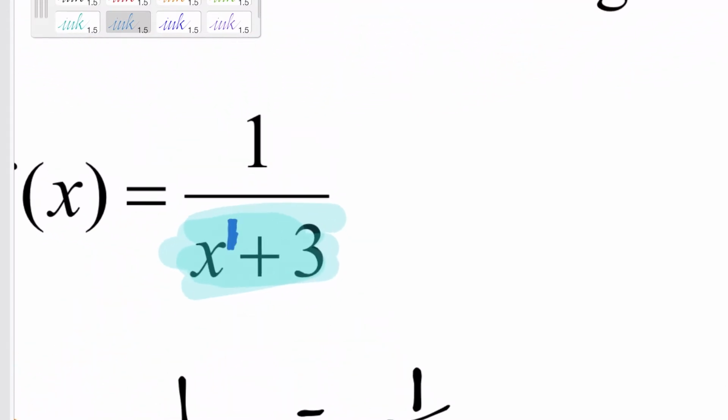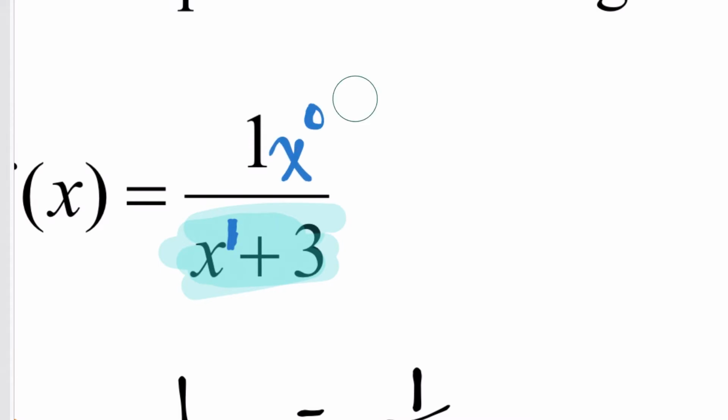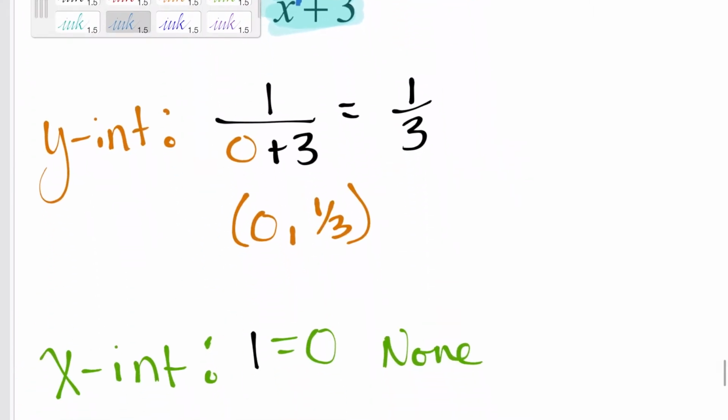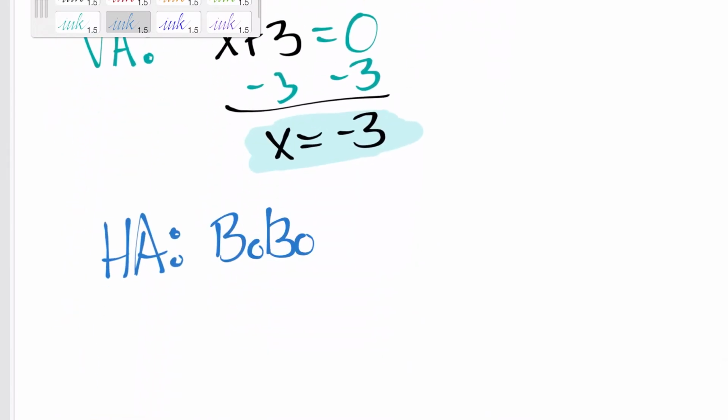So here I have a 1 on the bottom, and I don't have any variables on top. We could say that's x to the 0 power. But really, we don't have to. There's nothing there. So then this is definitely bigger on the bottom. So that's our Bobo. So that means that we have a horizontal asymptote at y equal to 0. And that's what the O within a Bobo stands for.